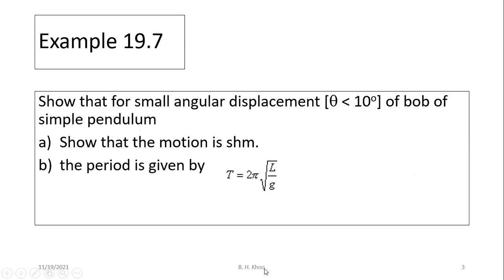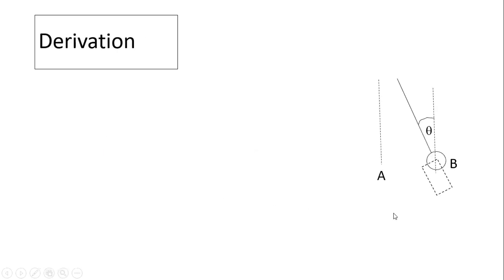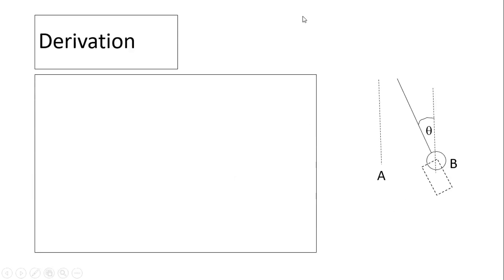Okay, we are going to do that. Show that for small angular displacement of less than 10 degrees of a simple pendulum, the motion is simple harmonic. That's the first step. After that, you want to find that the period is equal to that. Derivation. We have displaced the bob. That's the rest position. Displace it to position B. The angle is theta. This is also theta, alternate angle. That is your string.